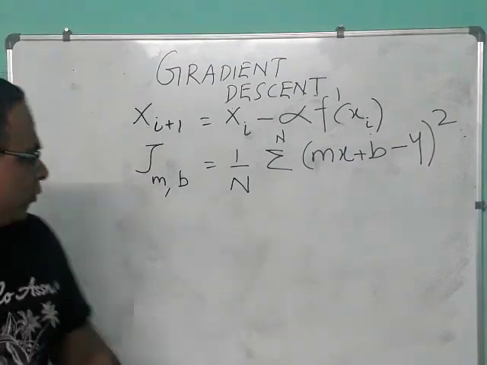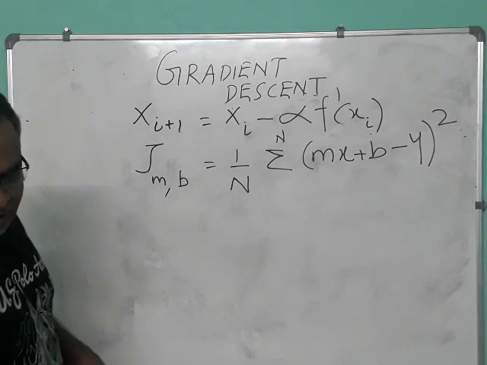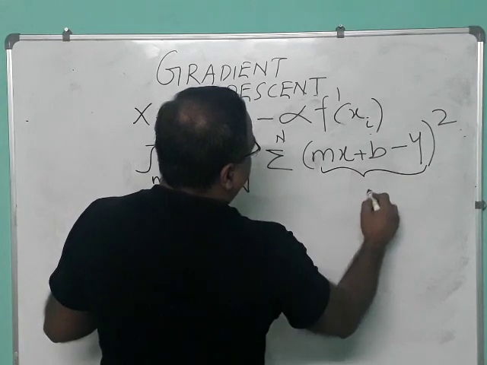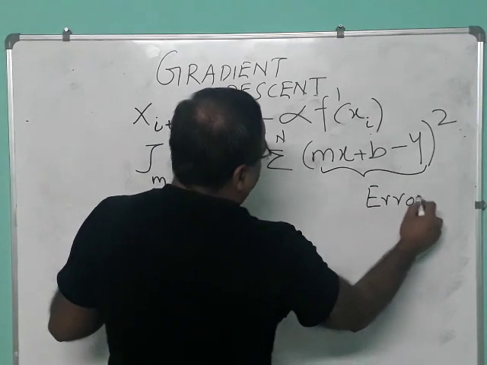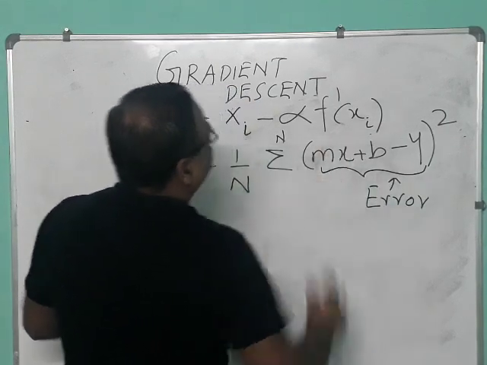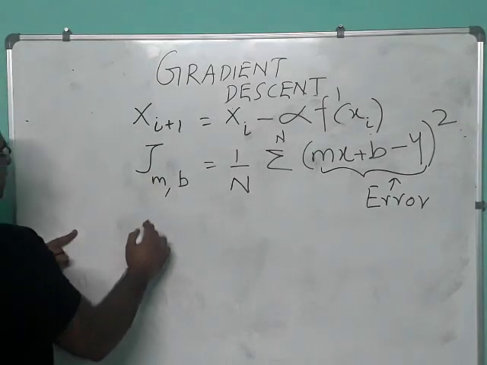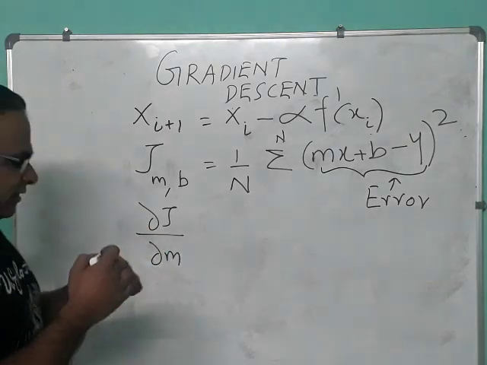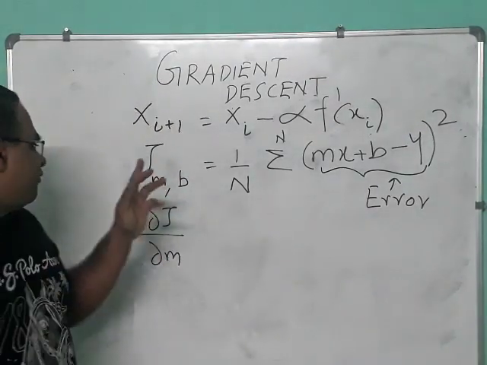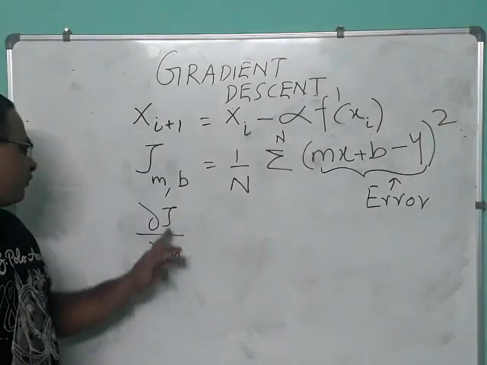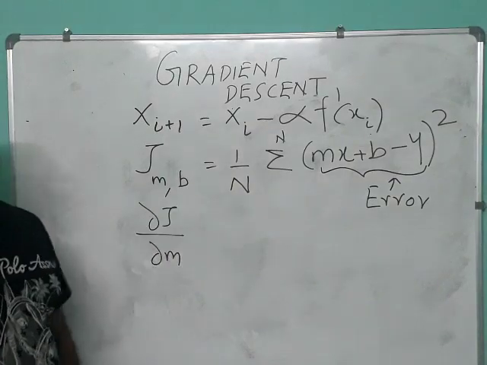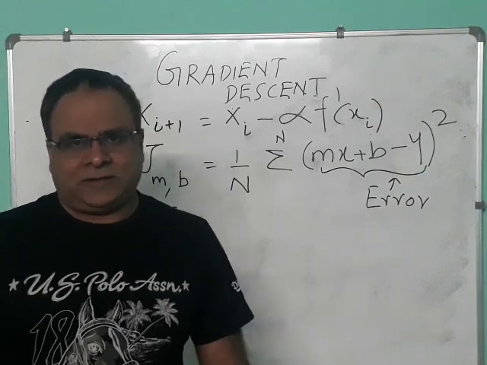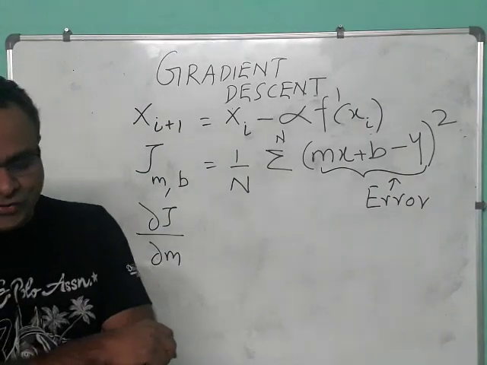Here, since we have two variables, you need to understand this: mx plus b minus y, the entire term, is the error. This denotes error. First I am differentiating J with respect to m. The point here, in terms of partial derivatives, is that when you differentiate the cost function with respect to m, b will be a constant. The derivative of a constant is 0. We already discussed that the derivative of a constant is 0.